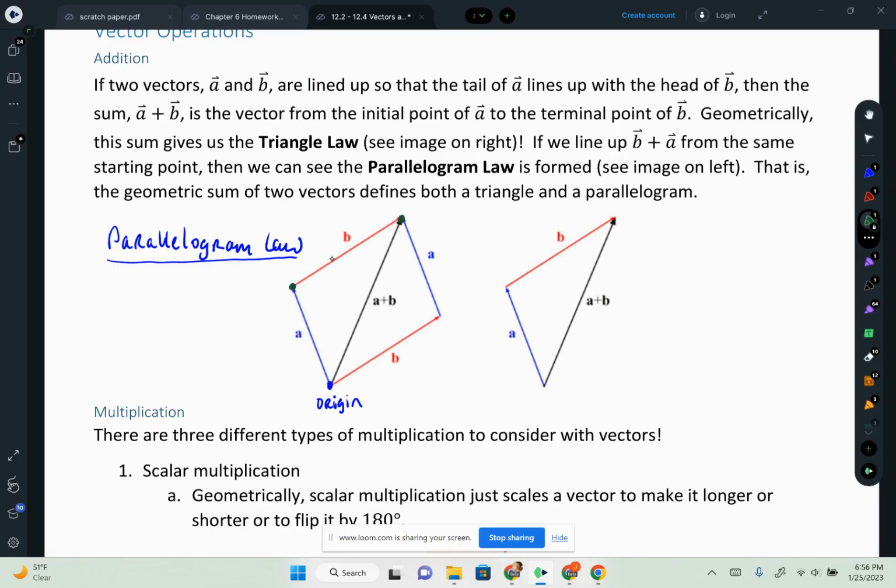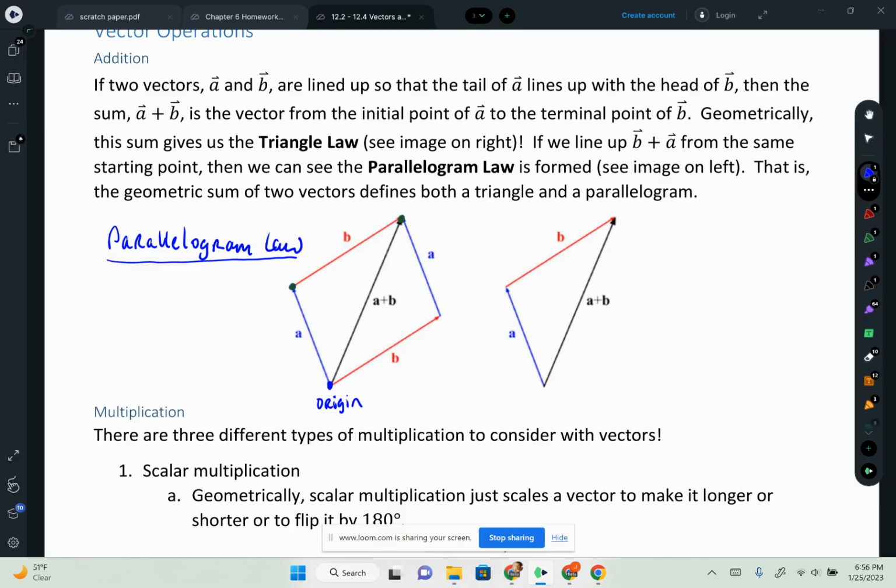Okay, so A plus B looks almost like the legs of a triangle, or two sides of a triangle. And then the A plus B vector is like the hypotenuse if this ended up being a right triangle. Otherwise, it's just another one of the sides. But what the parallelogram law is showing here is that whether we take A and then add B, or we take B and then add A, we get the same thing. We end up in the same spot.